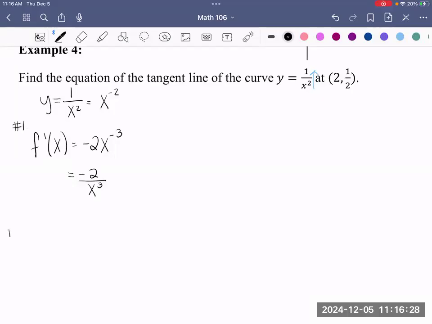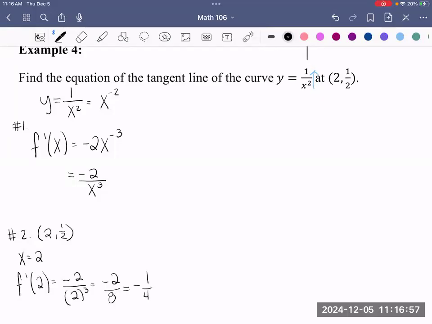Take the first derivative. Step 2, we said use the x value of your point. Your point is 2, 1/2. Use your x value. So when x is equal to 2, we're going to plug it into your first derivative. So your first derivative, we had -2 over 2 cubed, which is -2 over 8, which is -1/4. This is the slope of the tangent line. This is your m.